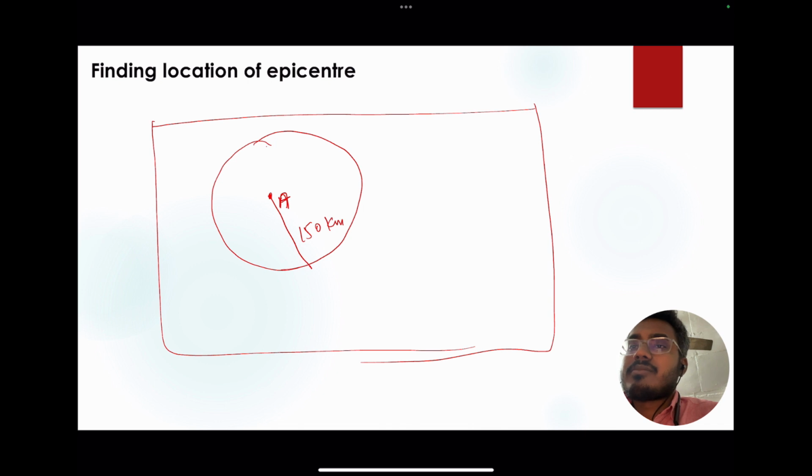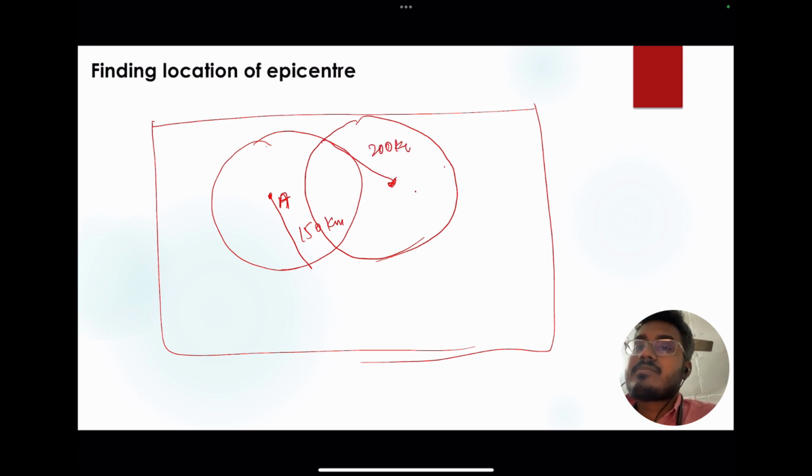And it is located somewhere here. And this distance is 200. Thus, now we have two points, E1 and E2. Both can be the epicenters because this is the intersection point between these circles. But we don't know which one.